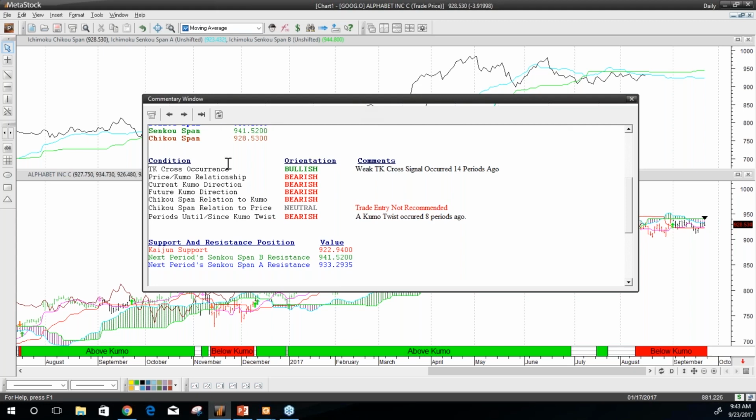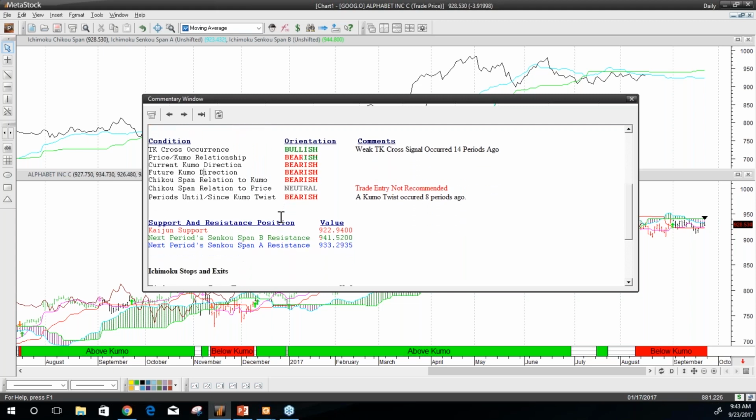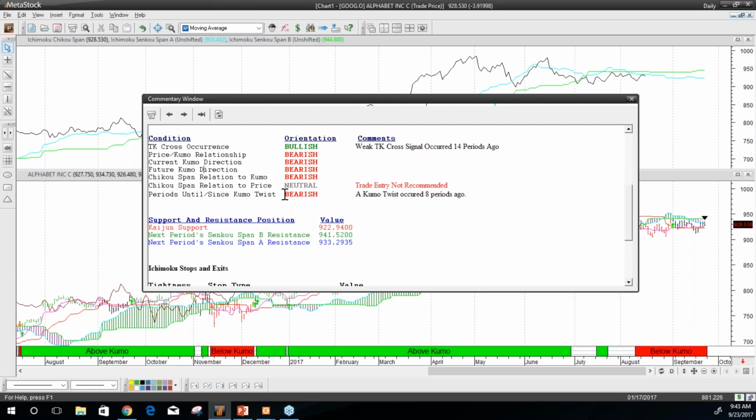And what I want you to do is take a look here at this score where we've got the orientations. Because what Robert does is he takes this TK cross, this price-Kumo relationship, the current and future Kumo direction, Chikou span, the period since the Kumo twice. You notice that they all have a bullish or bearish orientation. And basically this is a score you can use when we get into the scanner. Is that a good way to say it, Robert? That's a great way to say it.